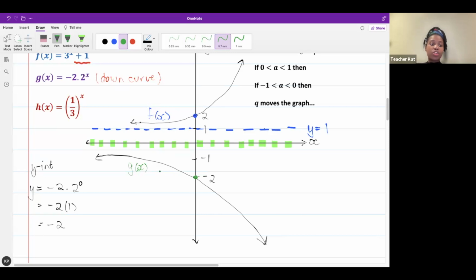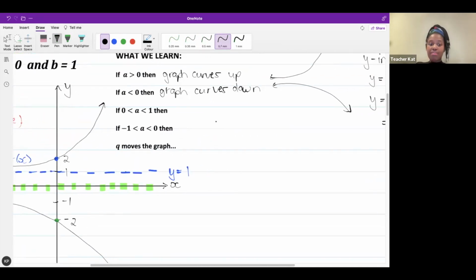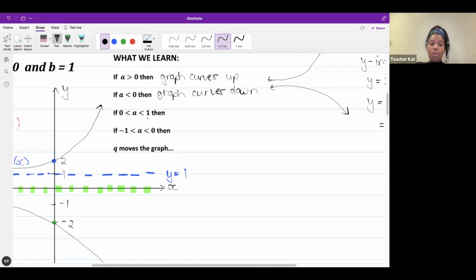Now, we have an h of x here with a positive a, but now I have a fraction over here. Okay, so that moves us to the next two. If a is between 0 and 1, then the graph will still curve up. That doesn't change. But it will be reflected on y. Now, this is what I mean, okay?